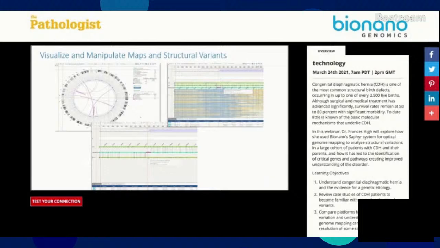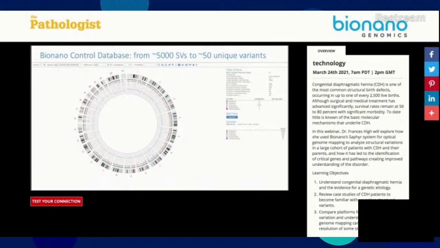We can even show the molecules that were imaged to make that call. And all of that data can also be exported as a standard PCF file, which allows you to use any software that you may have. Our software has a built-in control database of hundreds of normal controls.